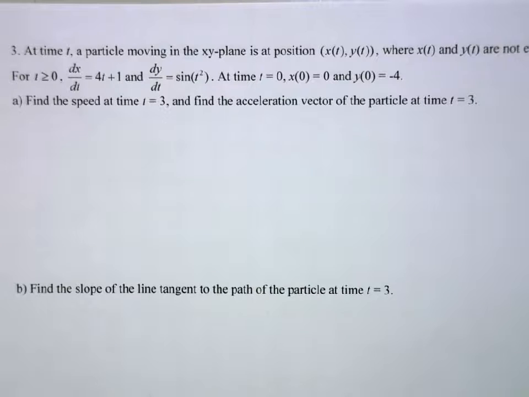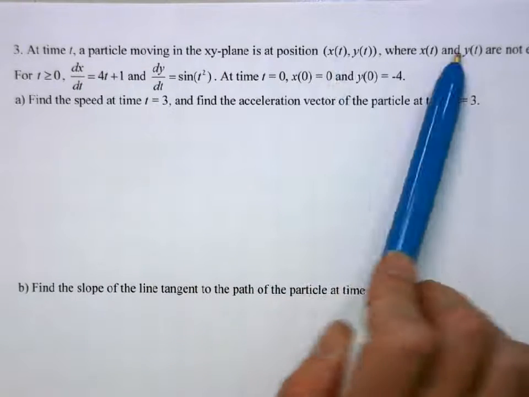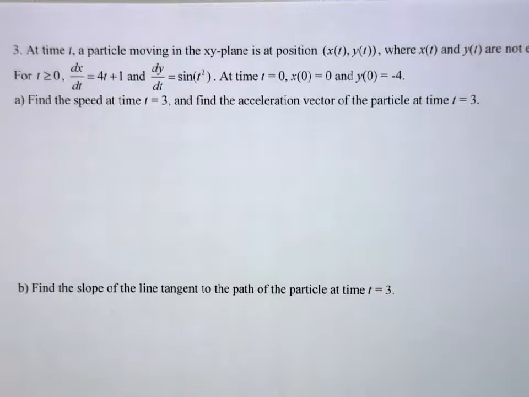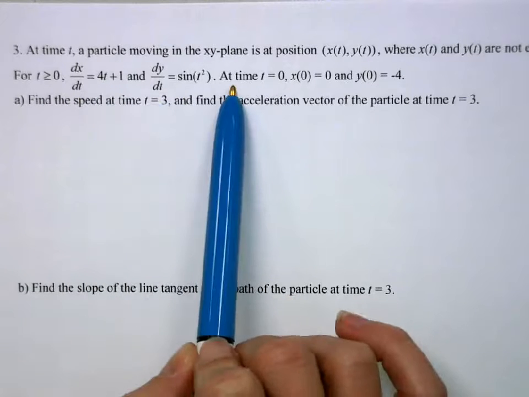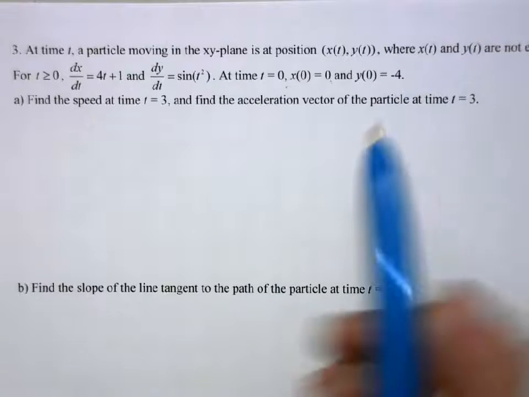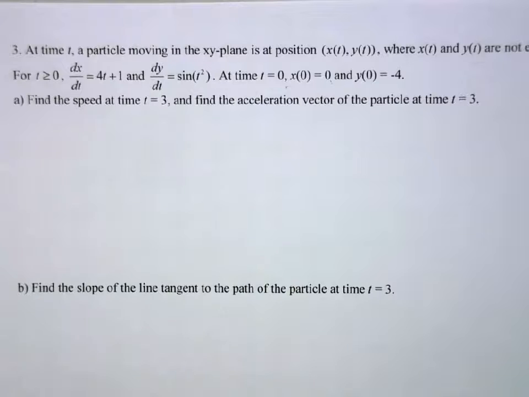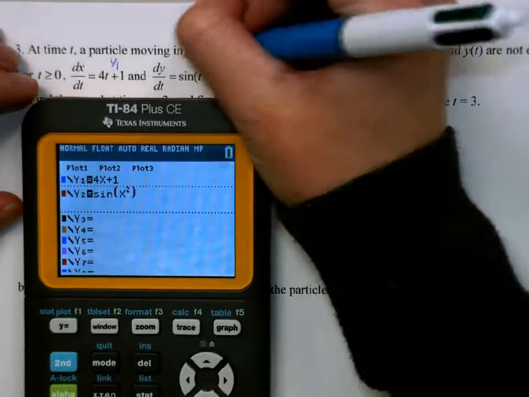All right, our next problem is a pretty typical question on the AP exam. It's very calculator heavy, and if you know the rules, then it's really pretty easy. So a particle is moving in the xy plane, where x and y are not explicitly given, but for t greater than 0, dx dt is this, dy dt is this. At t equals 0, x of 0 is 4, y of 0 is -4. So the very first thing I'm going to do is enter these into my y1 and y2. So this is my y1, this is my y2.